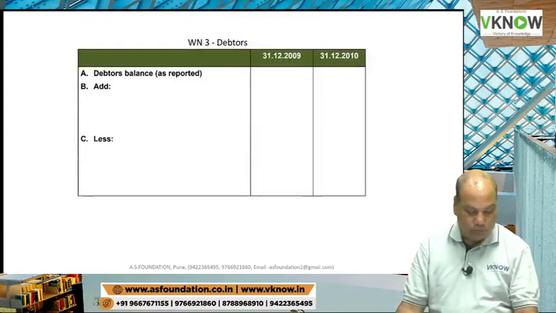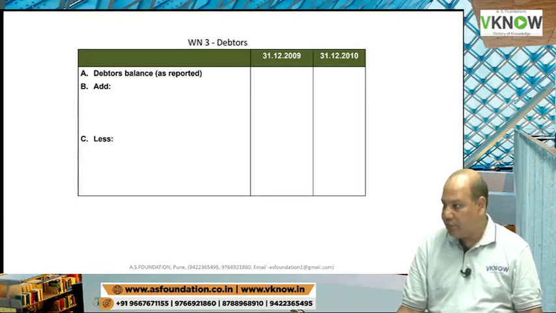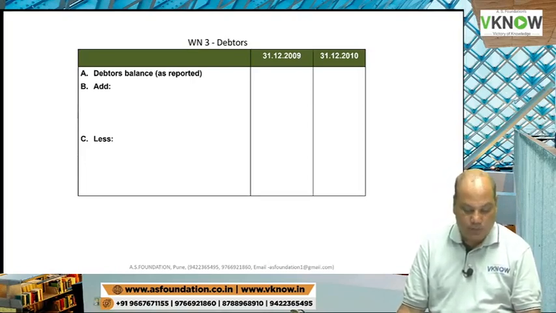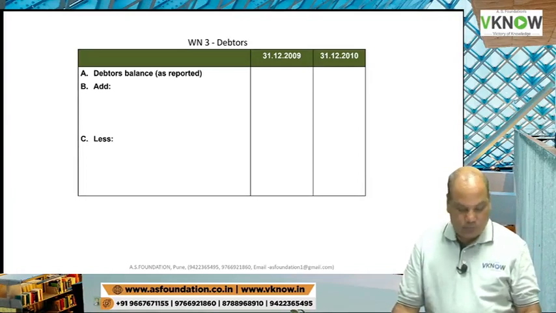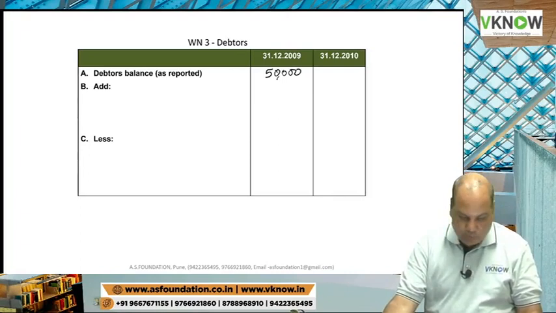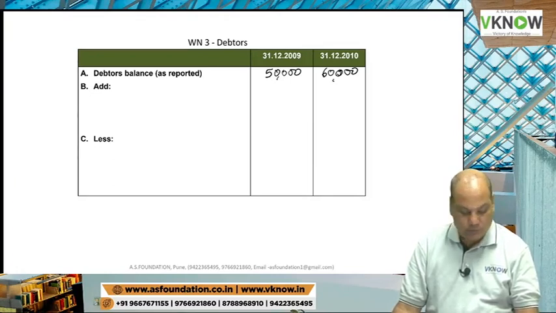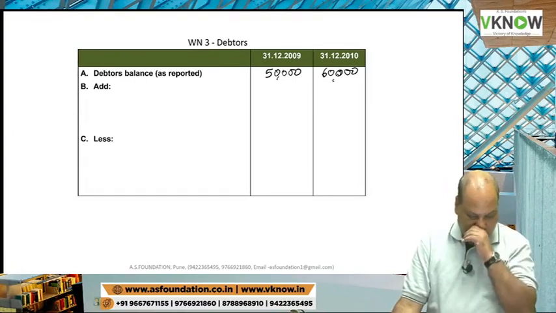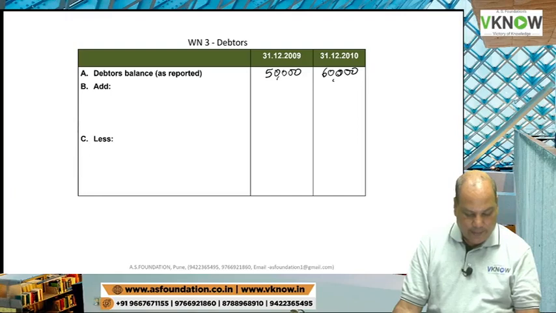One more working note write down. Working note 3, debtors. Right hand side 2 columns, 31/12/2009, 31/12/2010. Debtors balance as reported in the question 50,000 and 60,000. We'll come back to this. Point number B, add, 2 lines blank. Point number C, less, 2, 3 lines blank. So this is your format.